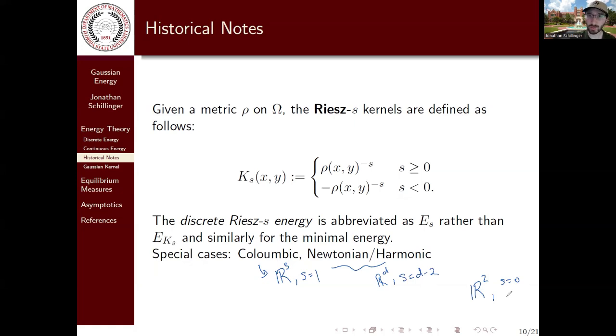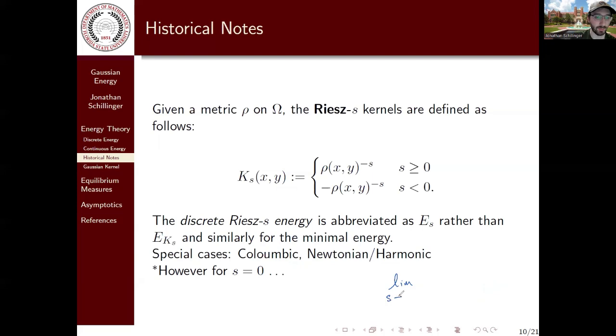But s equals 0 is just a constant kernel. However, instead of looking at s equals 0, what people generally do is they use some limiting process. So the behavior of this kernel as s gets small, if you want to investigate that, you'd probably want to look in the limit of your kernel in the difference quotient as s gets smaller. And this is exactly the logarithm of the reciprocal distance.